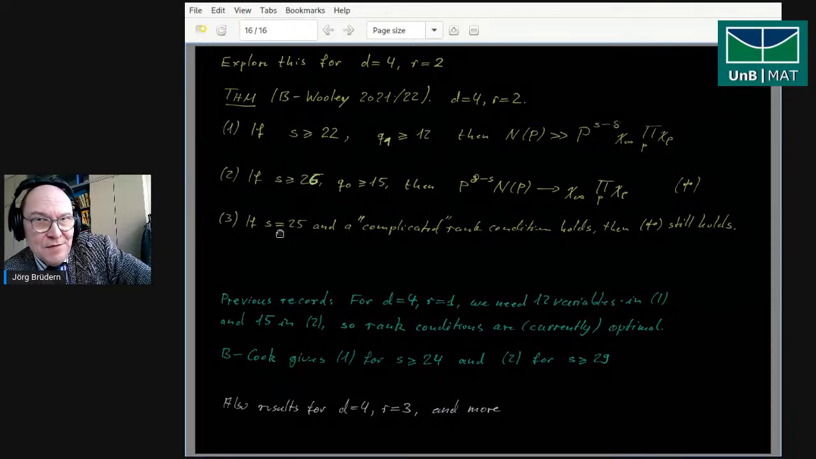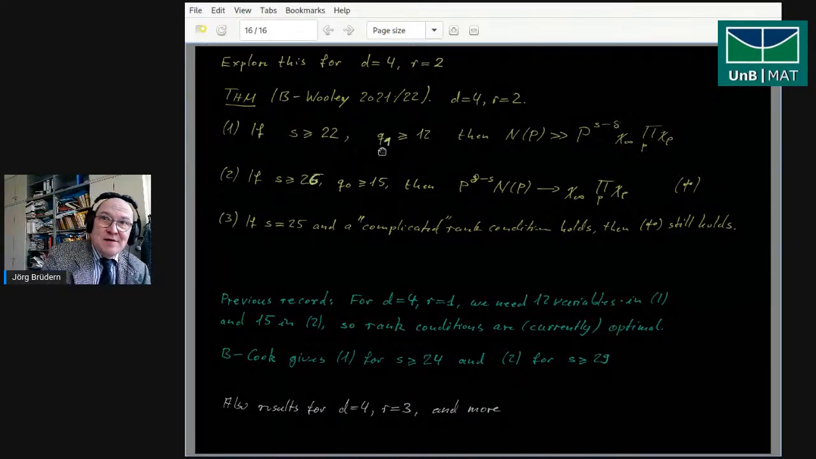Interestingly enough, even if S is down to 25, and again we have a complicated rank condition satisfied, then dagger still holds. So why is this breaking the general principle that I described? Well, if I need 12 variables to solve a single equation of degree 4, then by the standard methods that you've learned before, we have to double the number of variables. That would be 24, so we can do 2 variables better.